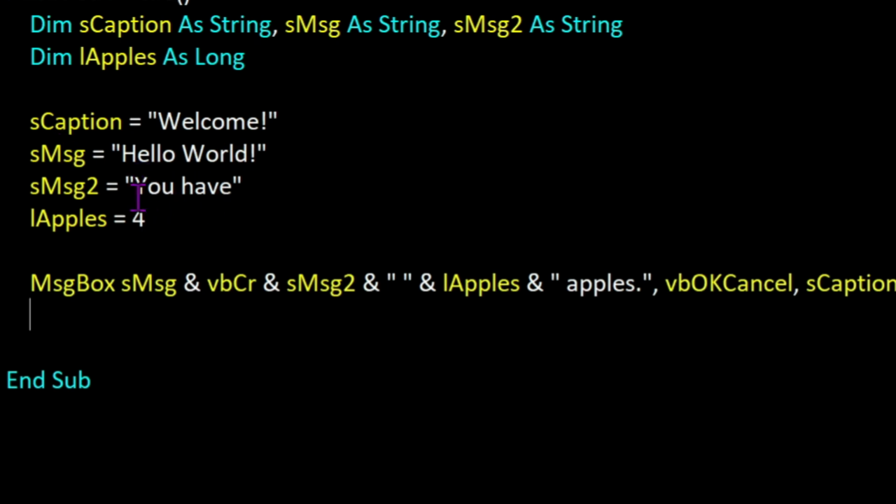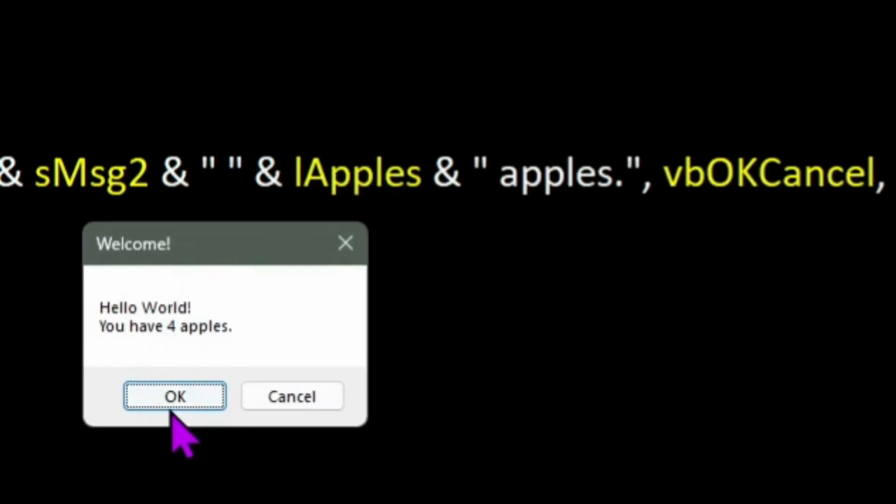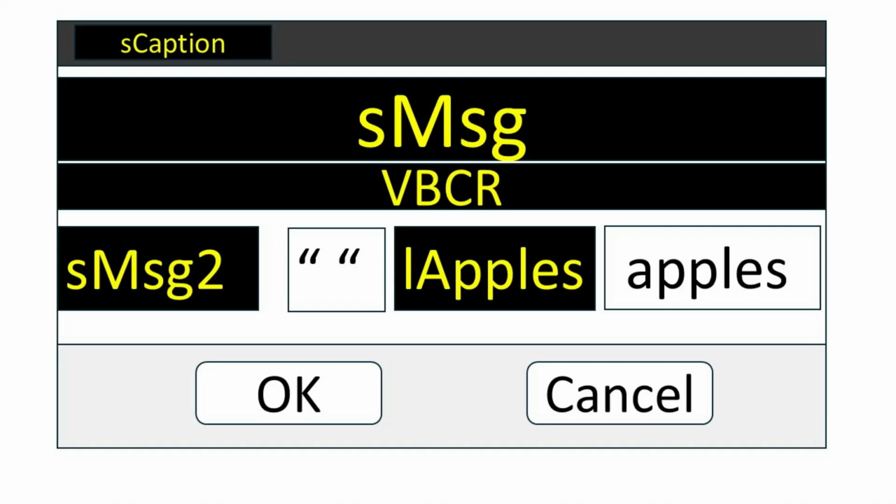smessage is hello world, then a line, "you have", then a space, 4, and then the word apples with a caption of welcome. If we run the code, and there are our results. Let's take a look at what's happening.